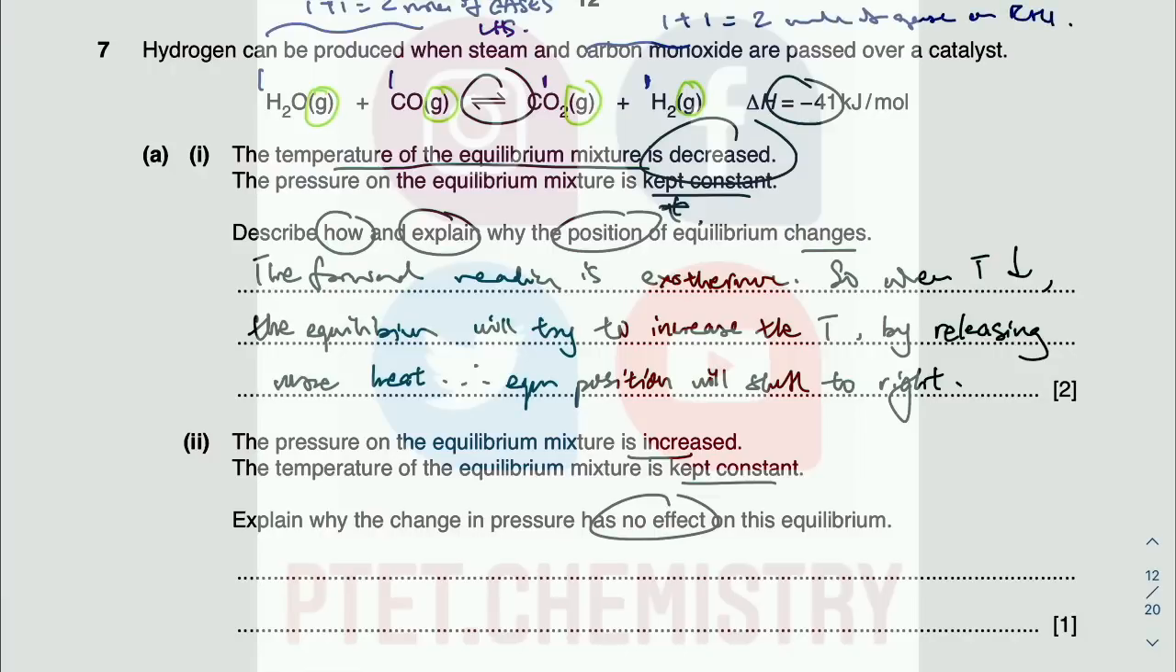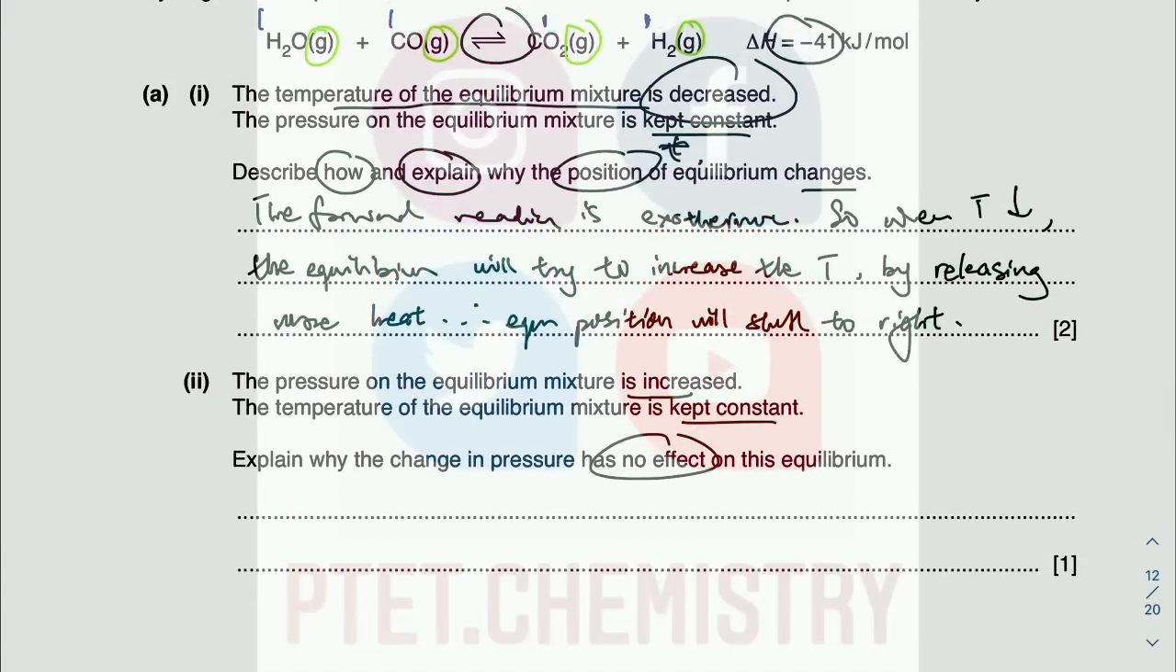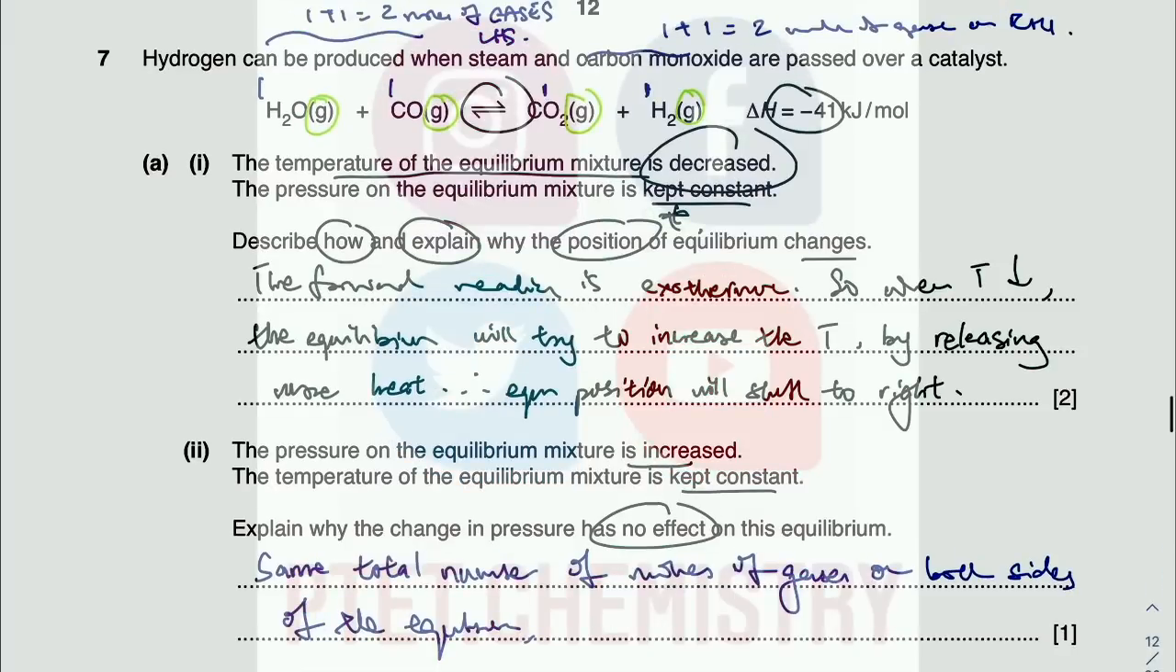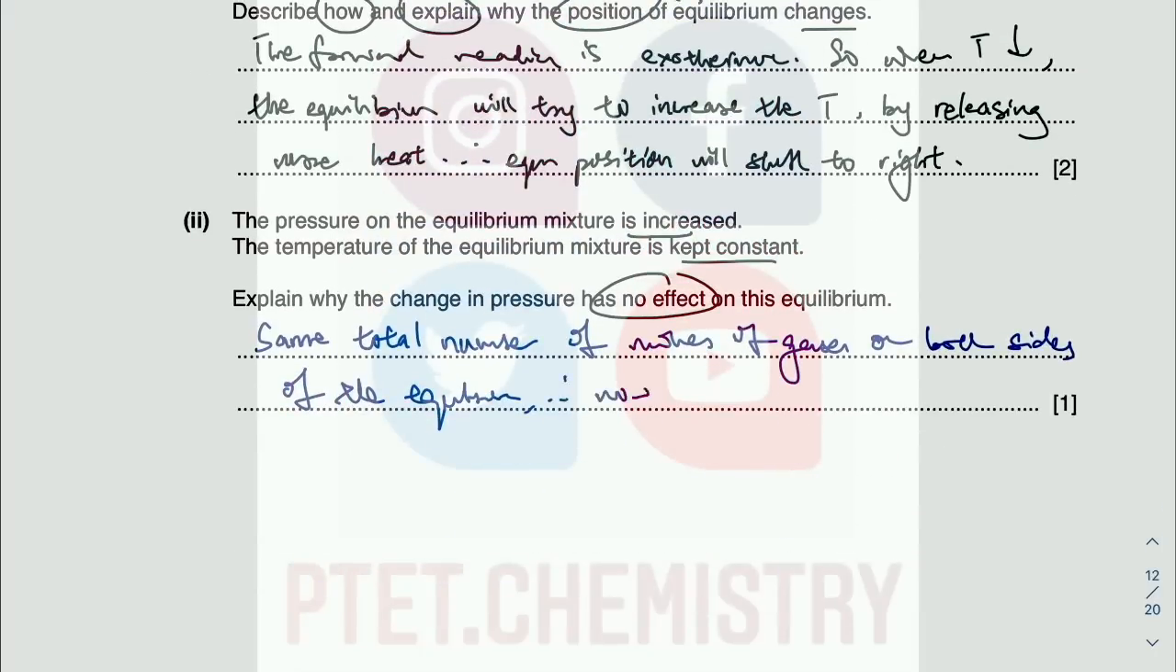You have equal number of moles of gases. The gases are very important because we are talking about pressure. If you have a solid, pressure is not going to affect solid that much at all. Same total number of moles of gases on both sides of the equilibrium. So there's 2 moles of gases on the left, 2 moles of gases on the right. Therefore, no effect by pressure, no effect on equilibrium position, okay, as pressure changes.